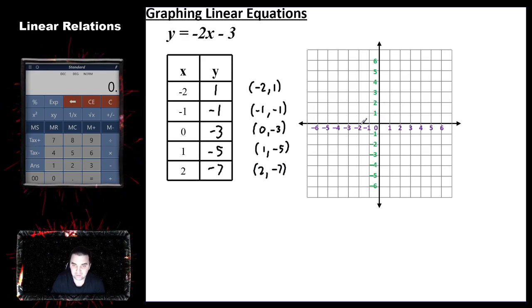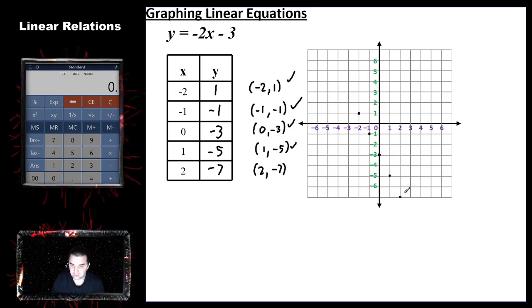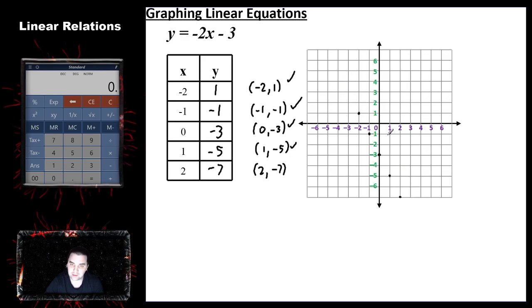Plotting all those points, negative 2 and 1 is my first one. Negative 1 and negative 1. 0 and negative 3. 1 and negative 5. 2 and negative 7. Then from there, I can connect the dots and create a line.